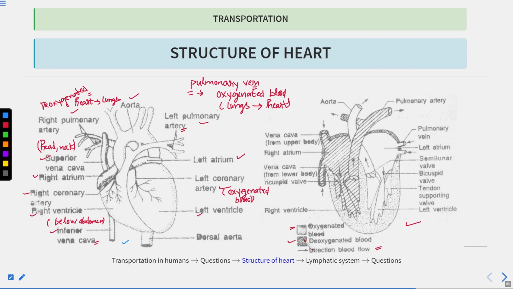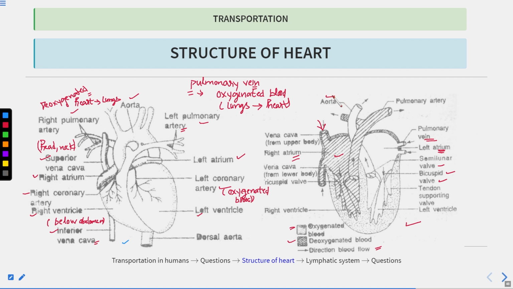So here, the region with the stripes carries the deoxygenated blood. Deoxygenated blood enters here in the right atrium, and then the oxygenated blood leaves through this pulmonary vein, which exits from the left atrium. Then there are a lot of valves present, semilunar valves, bicuspid valve. We'll talk about all these valves in the upcoming slide.